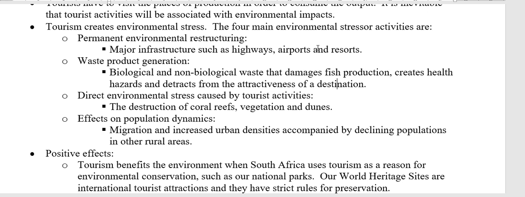All right. Then there's direct environmental stress caused by tourist activities. As I said, the destruction of the coral reefs. When you go diving under the sea, people want to touch the reefs, or they're inexperienced, they don't know how to dive properly, and they land smack dab on the reef. That piece of the reef, as soon as we touch it, it dies. Okay? And it cannot regenerate itself instantly. There's no medicine to fix it. It's dead forever.